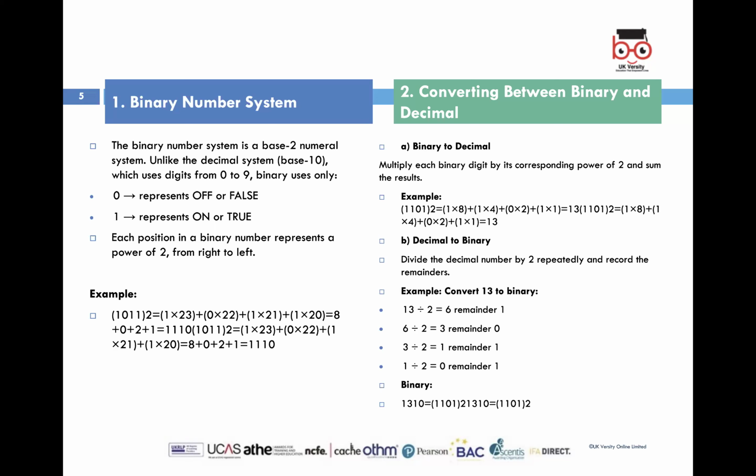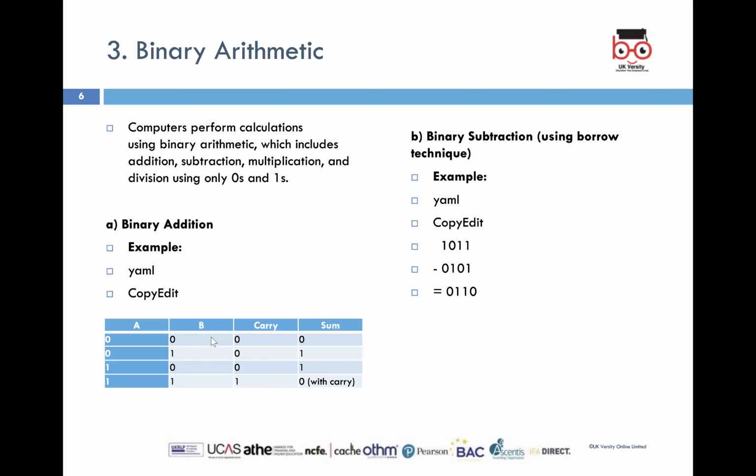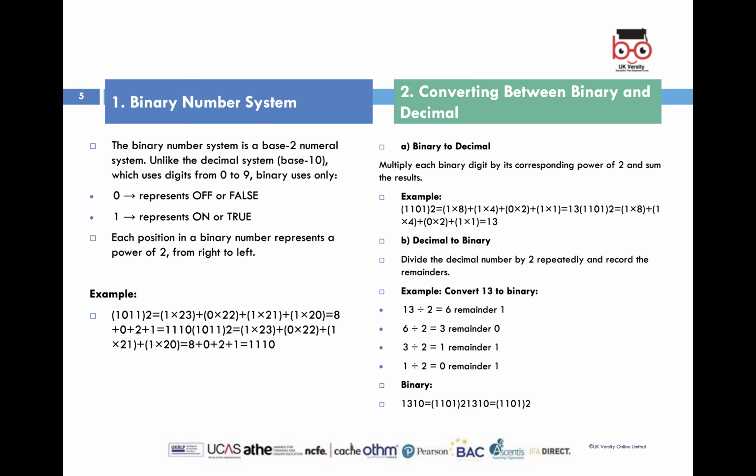For example, 1011 base 2 equals 1 times 2^3 plus 0 times 2^2 plus 1 times 2^1 plus 1 times 2^0, which equals 8 plus 0 plus 2 plus 1 equals 11. So 1011 base 2 equals 11 in decimal.